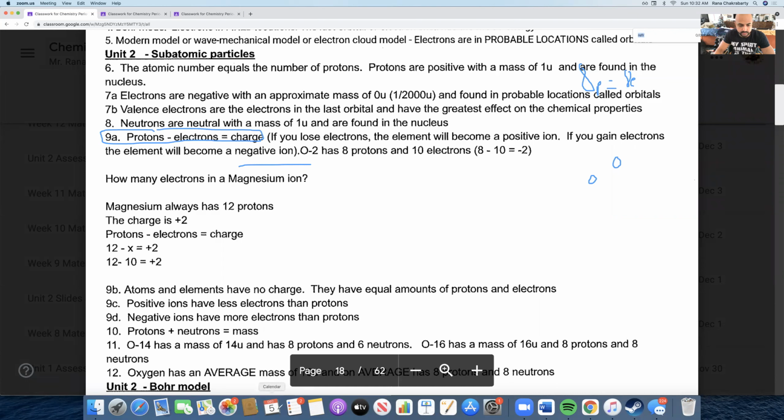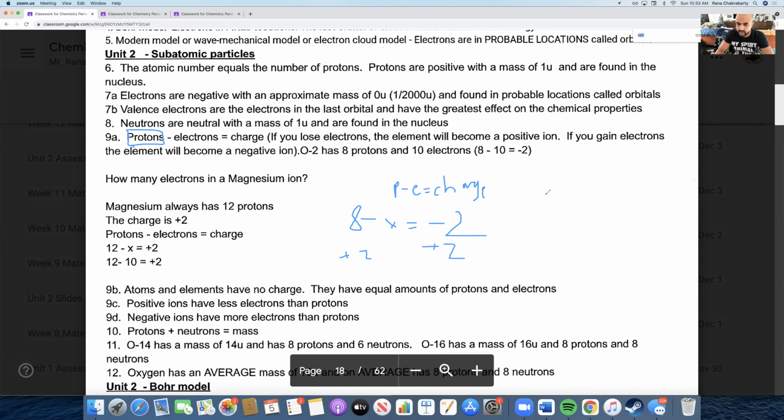Okay, so let me clear the screen. The protons minus electrons is the charge, and the charge given was -2. The protons are always the atomic number. 8 minus x equals -2. How do I solve for x? Well, I have to get it to one side, or I could just use a calculator, but to get rid of this, just add 2 here and add 2 here.